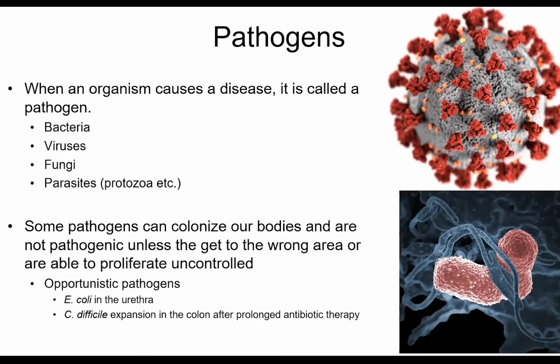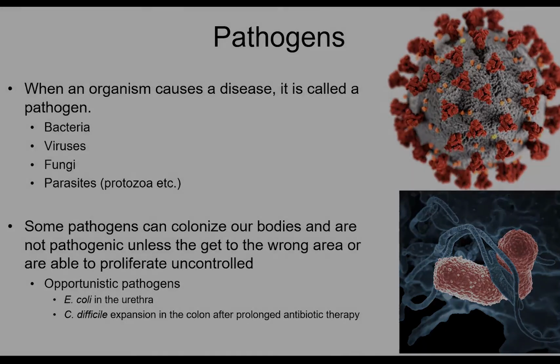So what is a pathogen? A pathogen is a bacteria, a virus, a fungi, or a parasite that causes a disease. Now, some pathogens are merely opportunistic in nature in that they can typically colonize our bodies and are not pathogenic. However, once they get into the wrong area, such as E. coli making its way into the urethra, or are able to proliferate uncontrollably, such as Clostridium difficile and its expansion in the colon that takes place after prolonged antibiotic therapy.